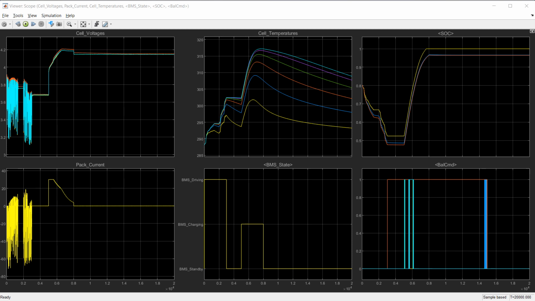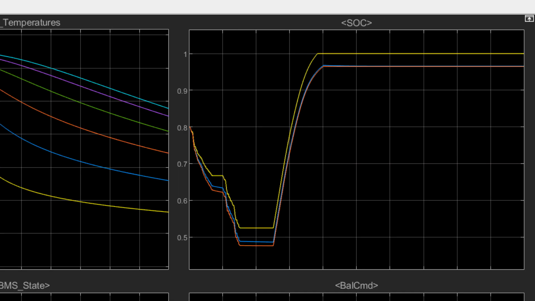The graph on the top right shows three SOC estimation traces of the same battery cell, each performed with a different method. Yellow corresponds to Coulomb counting, blue corresponds to UKF, and orange to EKF.